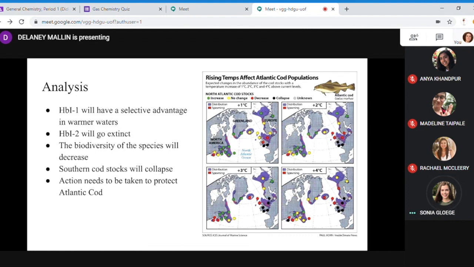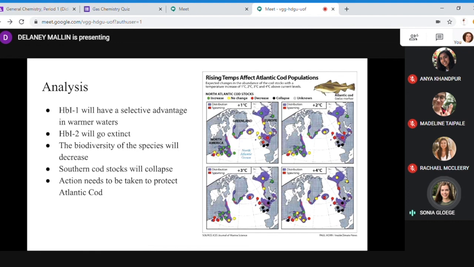as a whole. As seen on these maps towards the right of the screen, which predict the health of cod stocks as ocean temperatures increase by 1, 2, 3, or 4 degrees Celsius, it is the terribly overfished southernmost cod stocks, such as those of the North Sea, that are going to be the most immediately affected by increasing temperatures.